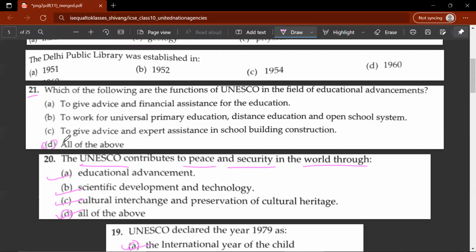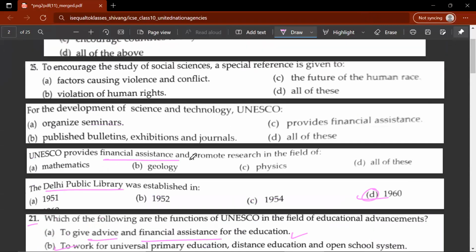So this would be D, to give advice and financial assistance for education, to work for universal primary education, distance education, and open school system, to give advice and expert assistance in school building construction. 22nd question, the Delhi Public Library was established in. So it was established in 1960 D. 23rd question, UNESCO provides financial assistance and promote research in the field of D, all of these. So it provides financial assistance and promote research in the fields of mathematics, geology, physics.